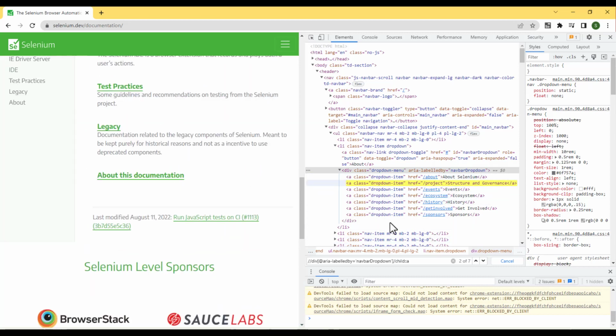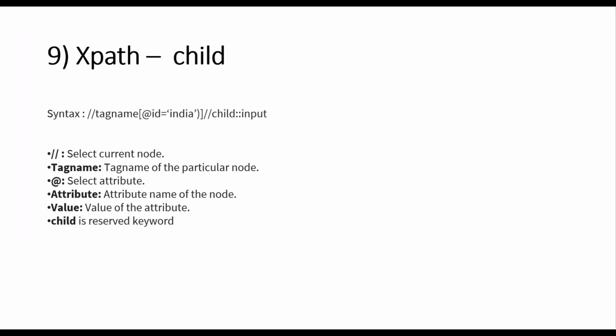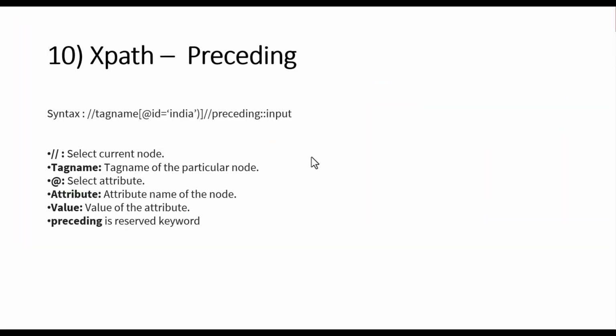Okay, but if you want the first child, you will use the child of a[1]. If you want the second child, you will use 2. If you need a fifth one, you will use 5. So whatever child you want to find, you can find it. The next syntax after child is preceding.